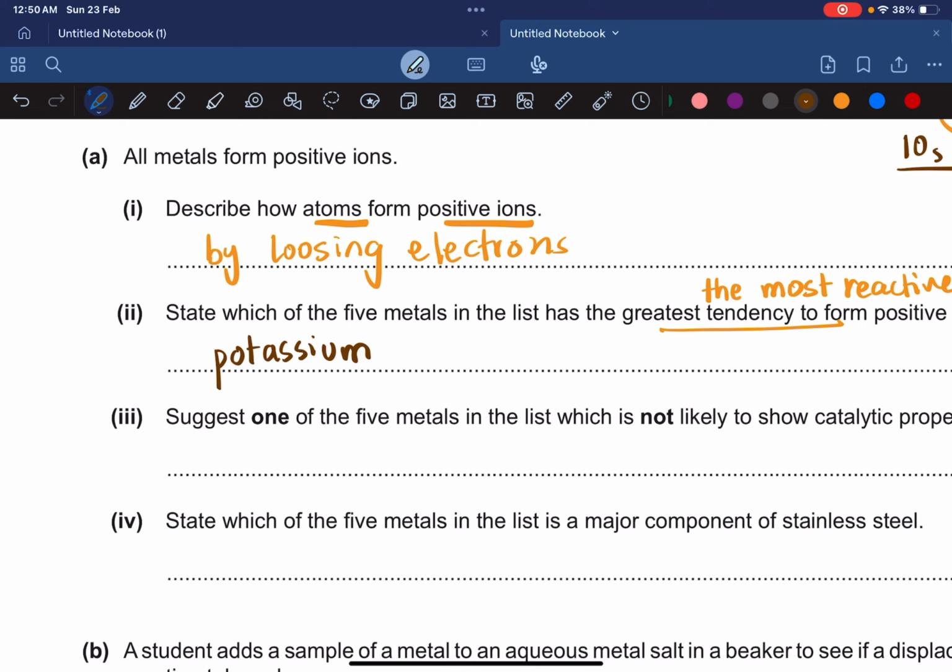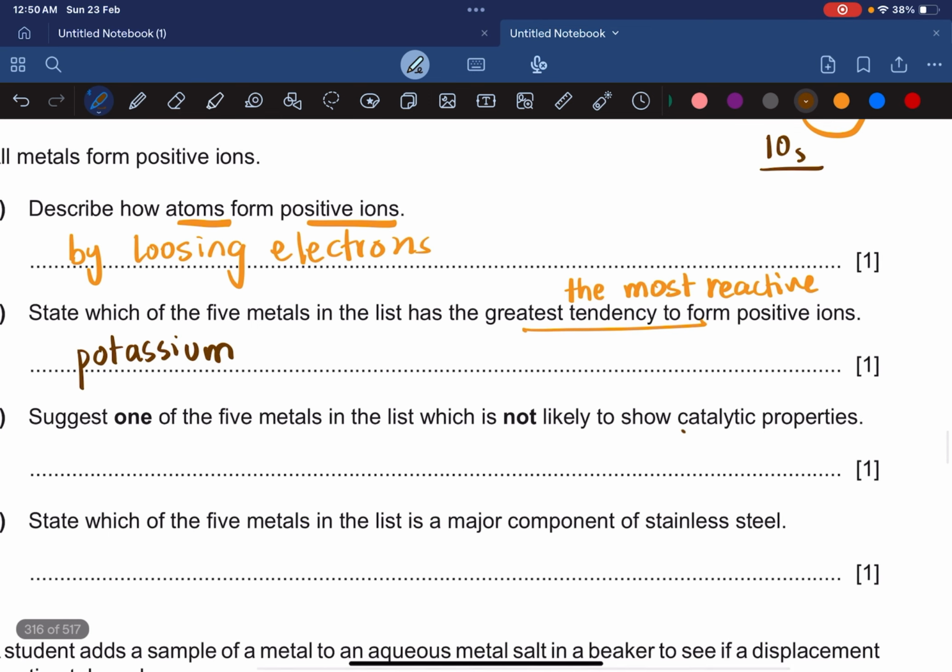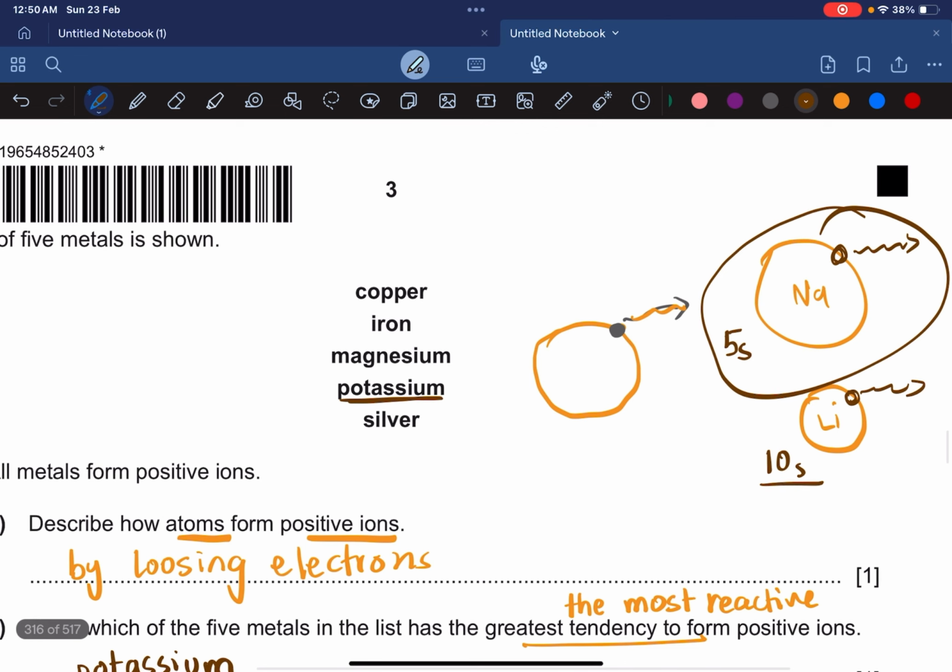Okay, suggest one of the 5 metals in the list which is not likely to show catalytic properties. First of all, what do you guys think? Which elements are catalysts? You should know that you use your transition elements as catalysts. So we're going to figure out which of these elements is not a transition element. Obviously, that's going to be the one that's not going to show catalytic properties.